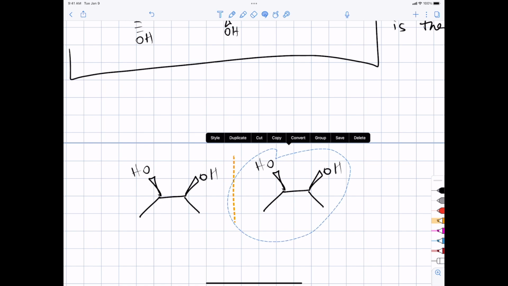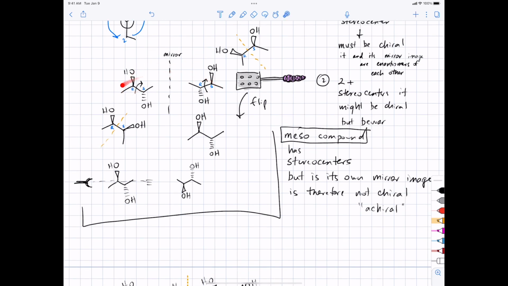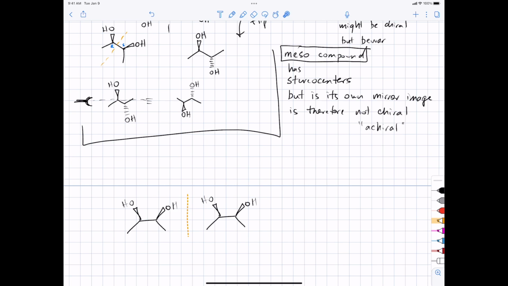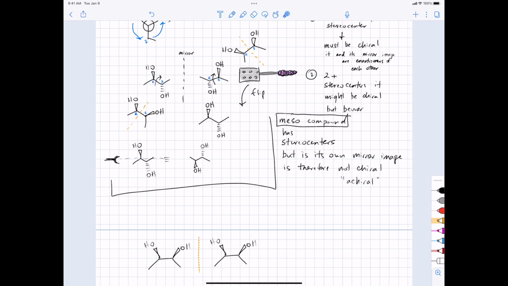Okay? So, one way to avoid falling into the meso trap, which is where I draw two molecules and you're tempted to describe them as enantiomers, but they're actually the same molecule, is to look for a plane of symmetry. But you might have to adjust the conformation of the molecule or adjust your view of the molecule to be able to see that. All right, so that's one of my secret evil ways of concealing meso compounds.